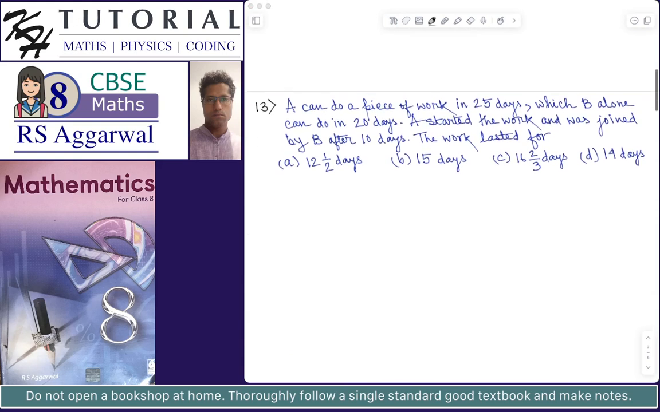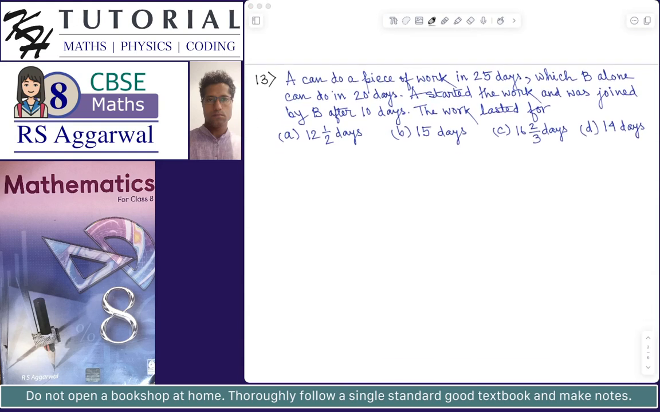Question number 13. A can do a piece of work in 25 days, which B alone can do in 20 days. A started the work and was joined by B after 10 days. The work lasted for. So A started the work and worked for 10 days. So after 10 days, B joined. That is, for the first 10 days, A was working alone. And after 10 days, A and B were working and they completed the remaining work which was left after 10 days when A was working alone.